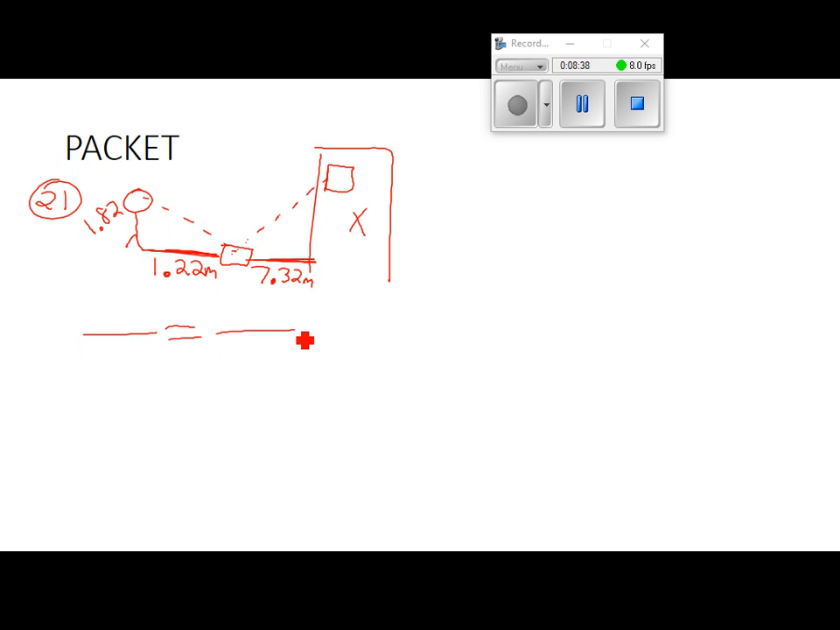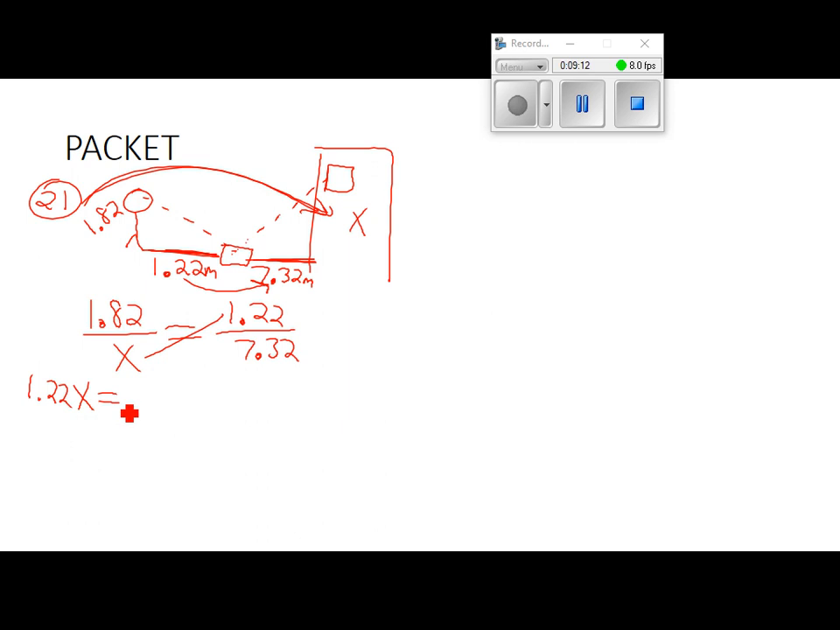Tell me how to match it up. I guess 1.82 matches up to what? X. So this matched up to that. Then what? 1.22. The only thing that really matters when you're doing this, you start here, you go to there, then you got to start back over here and go to there on the other side. Cross multiply, what do we get going that way? 1.22x equals, what do you get going the other direction?